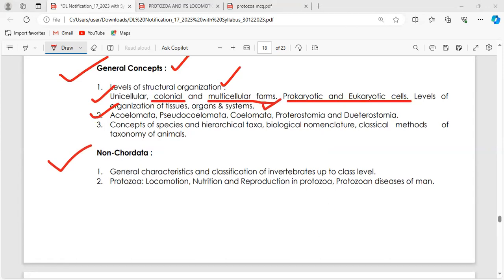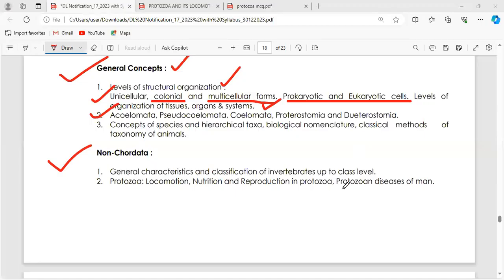Coelom means a body cavity. As I said in yesterday's class, there are three types: acoelomate, absence of body cavity; pseudocoelomata, false body cavity; and coelomates, a true body cavity.